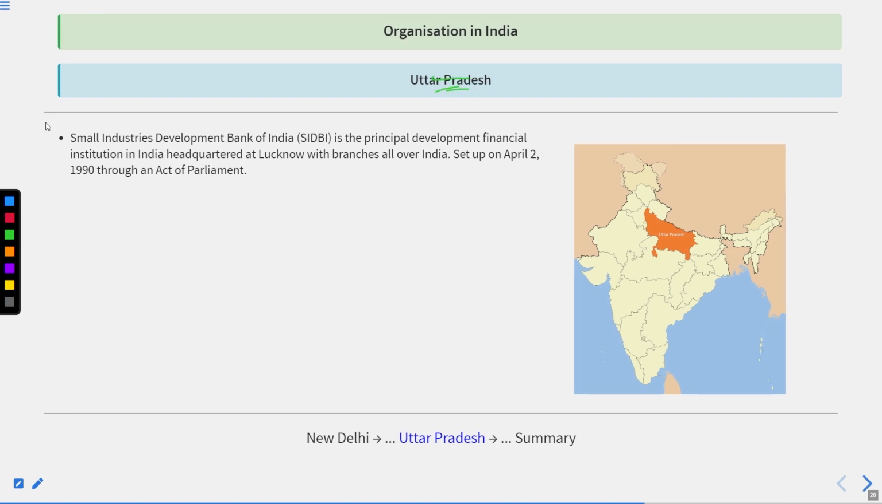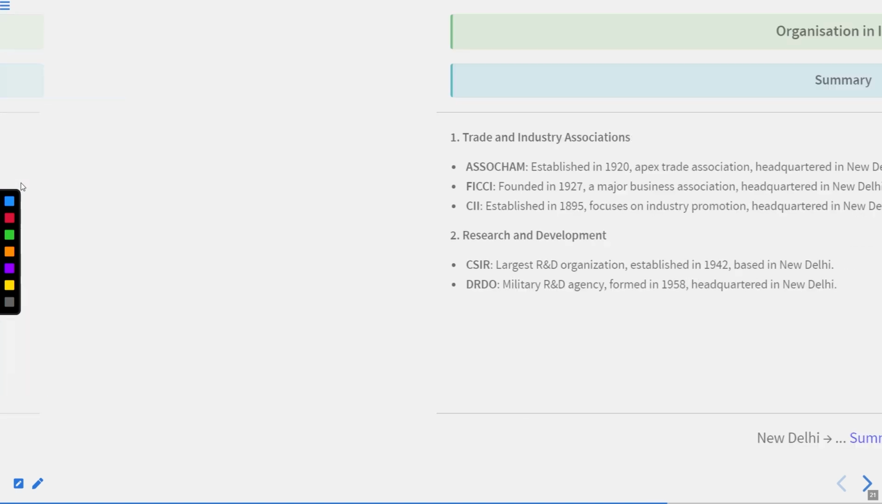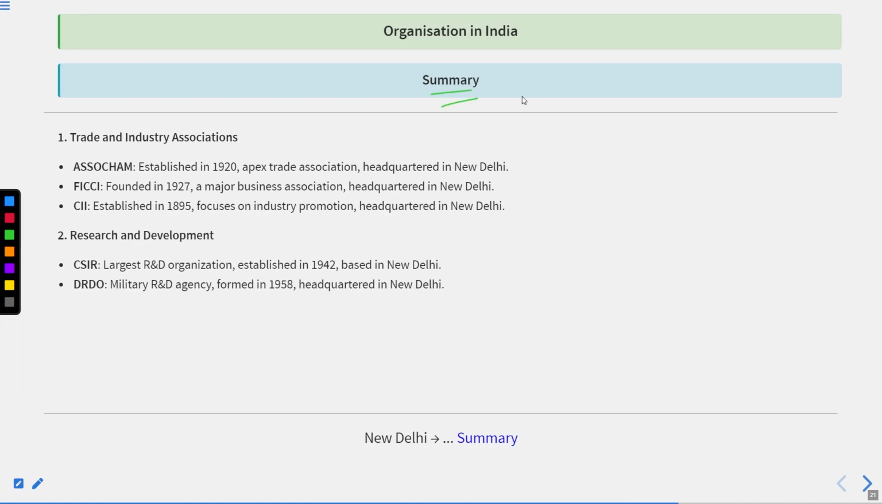Then we have Uttar Pradesh: Small Industries Development Bank of India, SIDBI. It is the principal development financial institution in India, headquartered at Lucknow with branches all over India. It was set up on 2nd April 1990 through an Act of Parliament. Here we have finished the topic. Now it's the summary part.